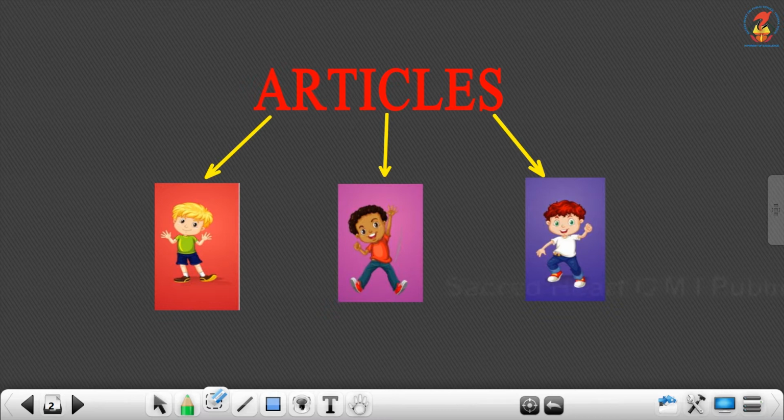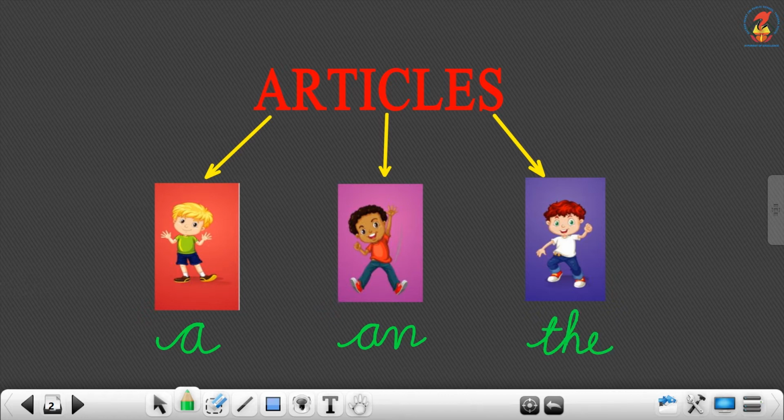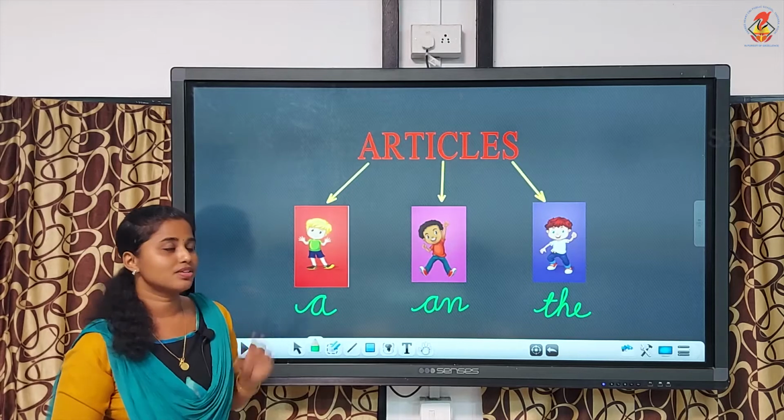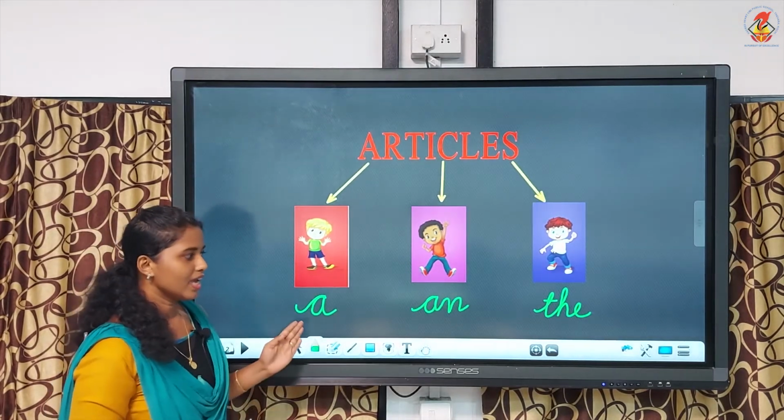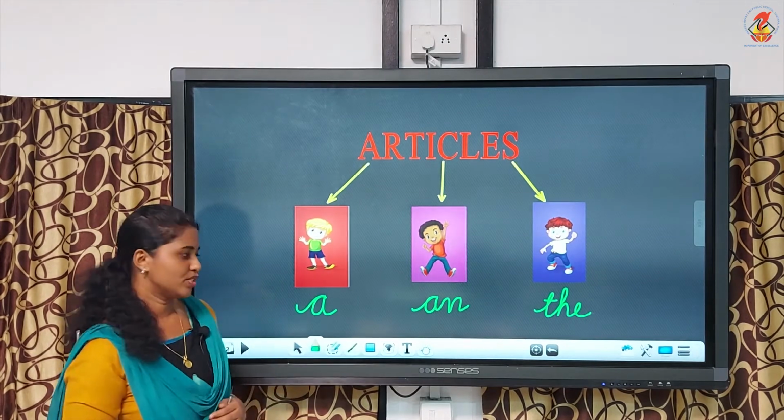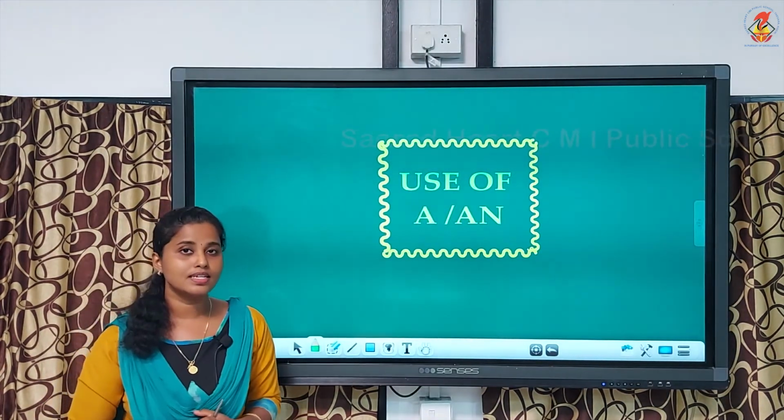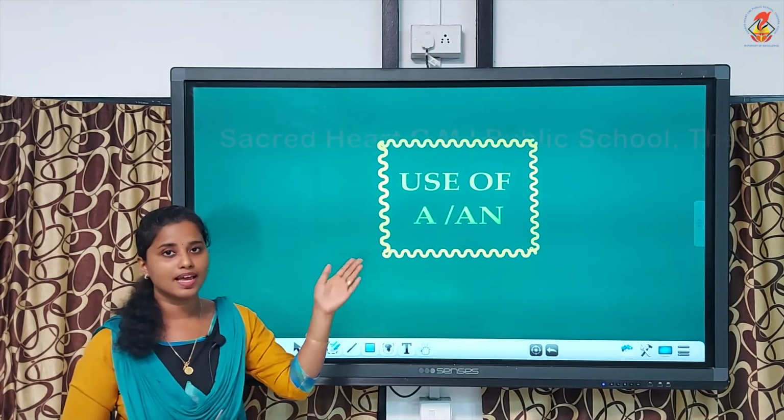The first brother's name is article A. The second brother is article an. And the third brother is article the. So tell me children, which are the three articles? Yes, they are a, an and the. And today we are going to learn the usage of a and an.